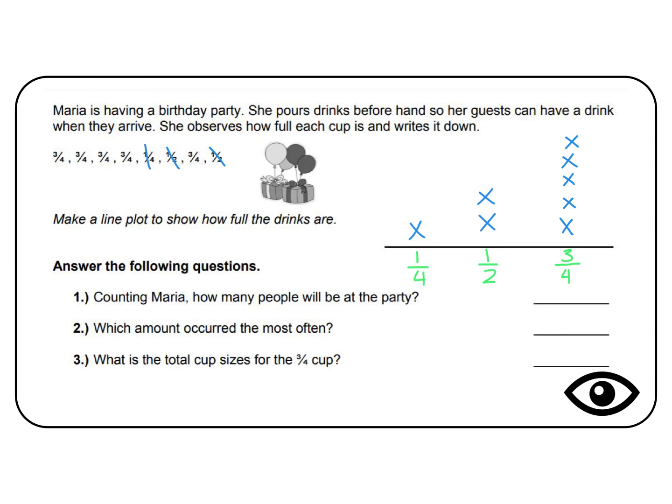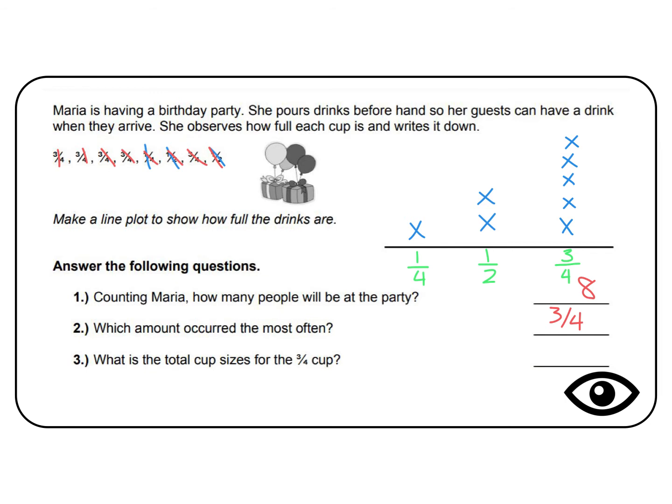It says, counting Maria, how many people will be at the party? Because it says she pours drinks for all of her friends before the party. So if we count the total number of data, that's 1, 2, 3, 4, 5, 6, 7, 8. 8 people are going to be coming to the party. Which occurred the most often? The most often would be 3/4, because that's got the most number of x's.